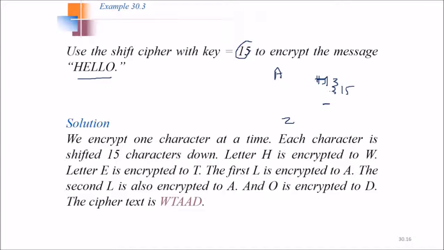H will be replaced by W, because W comes 15 alphabets after H. Likewise, E will be encrypted with T and L by A. The second L will also be A, because again there will be a shift of 15, and O is encrypted by D. So we get the cipher text as WTAAD.